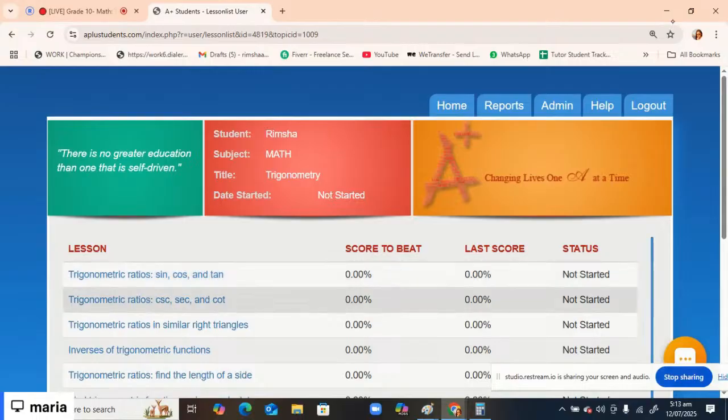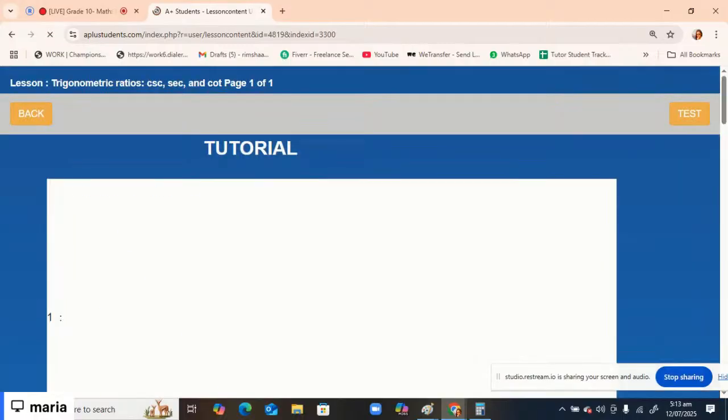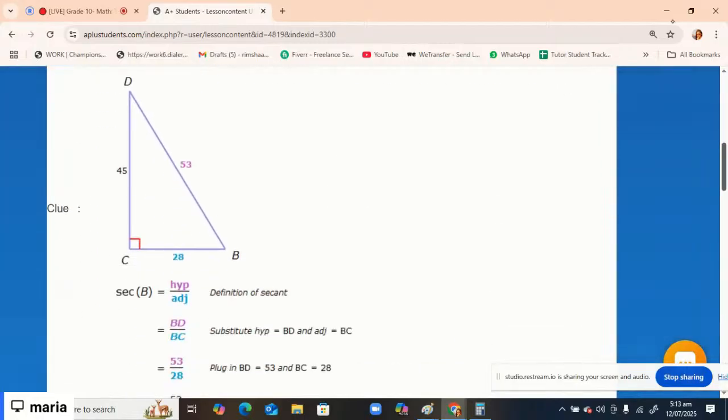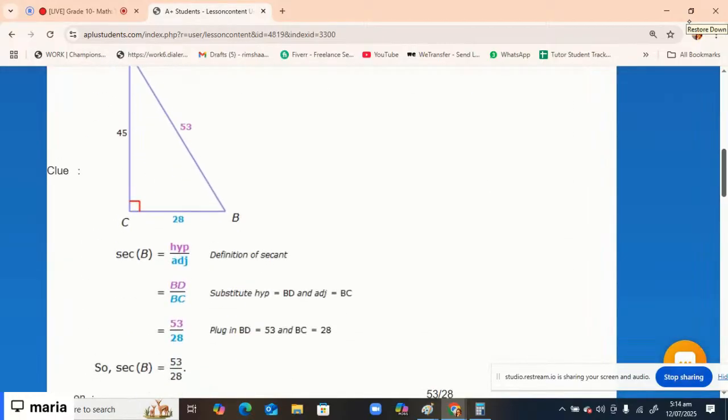Let's start trigonometric ratios: secant, cosecant, and cot. Now this is the same thing. Find the cosecant of angle B. So secant is just converting 1 over cos. If cos is adjacent over hypotenuse, then secant is hypotenuse over adjacent. If they are saying cosecant, you're just converting the sine. Like sine is opposite over hypotenuse, so you're just putting it as hypotenuse over opposite. This is the main difference. That's it. Now let's start.